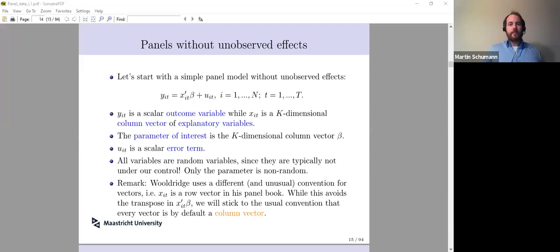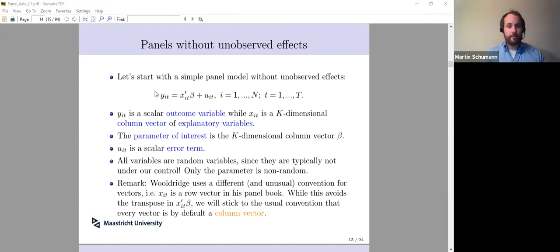So first of all, we start with panel data models without unobserved effects. So the whole thing that I talked about in the introduction about statistical magic, we skip for the moment. Nevertheless, we will learn about a couple of estimation methods that can also be applied once we include this unobserved heterogeneity. For now, our model is very simple.